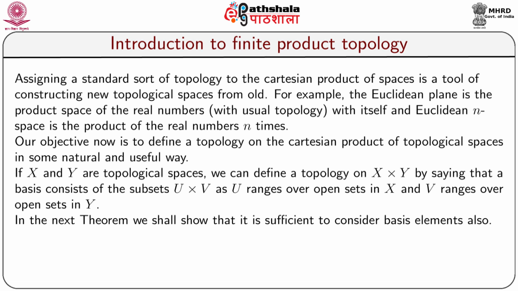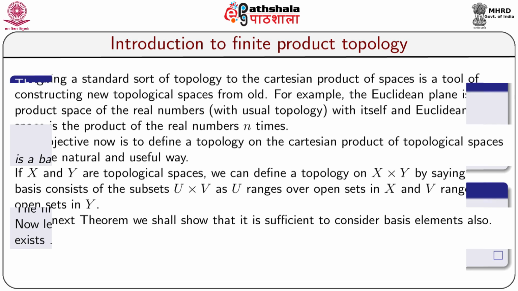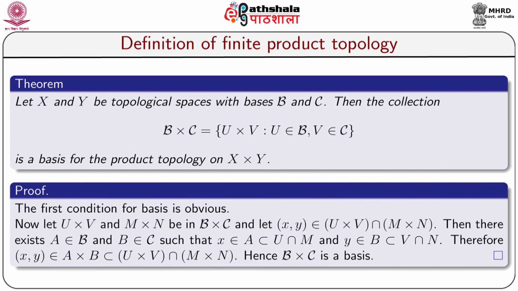Let X and Y be two topological spaces. We can define a topology on X cross Y by saying that the basis consists of the sets U cross V, as U ranges over open sets in X and V ranges over open sets in Y. In the next theorem, we shall show that it is sufficient to consider basic elements also. Let X, Y be two topological spaces with bases script B and script C. Consider the collection script B Cartesian product script C, equal to U Cartesian product V such that U belongs to script B and V belongs to script C. Then script B cross C is a basis for the product topology on X cross Y.